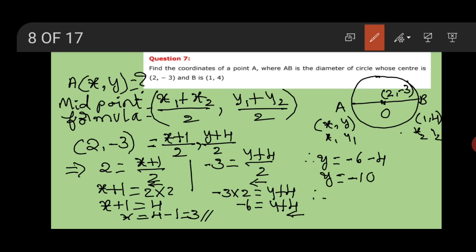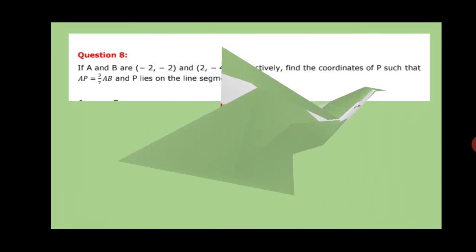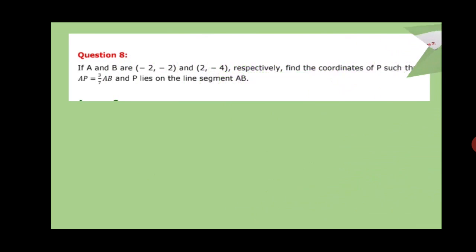Therefore, the coordinates of point A, this is y, this is x. So the coordinates of point A is equal to what? x comma y, 3 comma minus 10. Did you get this? Yes, we shall move to the next question, question number 8.